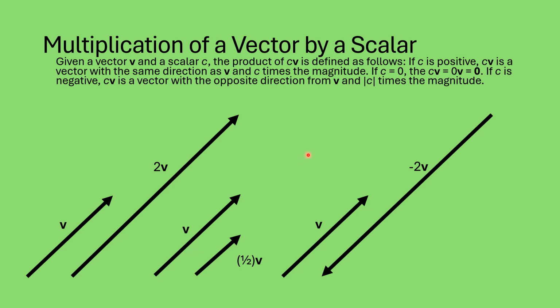Now the other example would be we have a vector, and if the constant is -2, then it changes the direction and increases the magnitude by 2. So it's going to be twice as large as v and in the opposite direction.